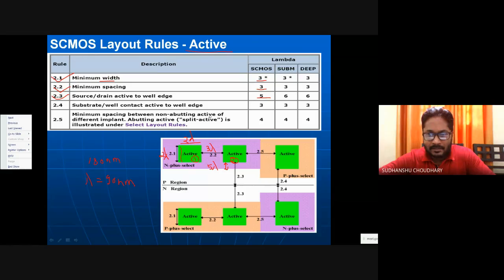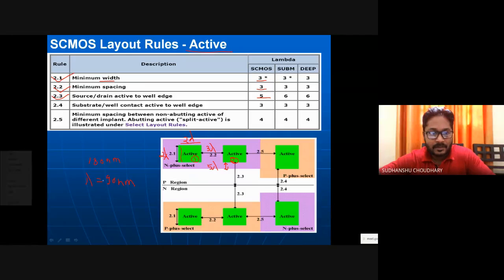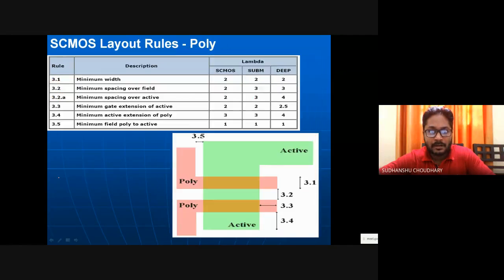Similarly, there are some other rules also for actives lying between two different wells. That is, one active is here, for example, lying in this P plus select region, and the other active is lying in this N plus select region, right? The two actives are lying in these two regions. So I must have some minimum spacing, and that spacing is 3 lambda plus 3 lambda. That is 6 lambda, okay? This much. Similarly, there are rules for other components also.